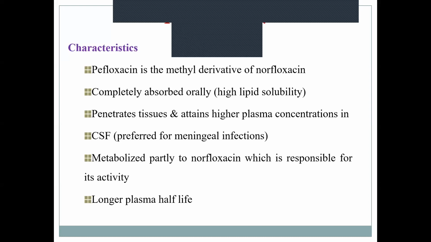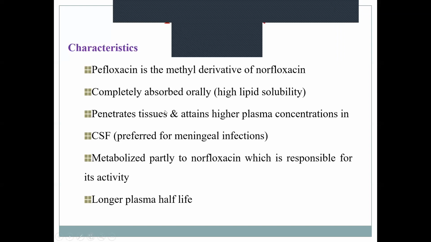Now, this drug is partly metabolized to norfloxacin. We have seen norfloxacin earlier. So all other effects are because of norfloxacin, the compound responsible for its activity.